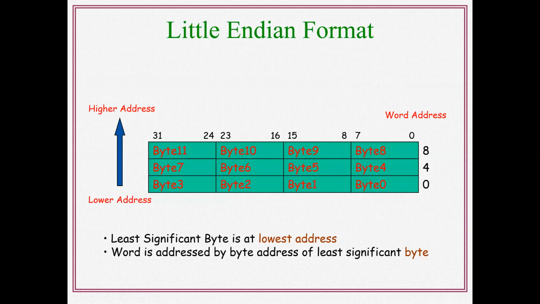Next is little endian format. In little endian format, the least significant byte is at the lowest address. A word is addressed by the byte address of the least significant byte only. So here, byte 0 is stored into location 0, the first byte is stored into the first location, the second byte into the second, the third byte into the third location, the fourth byte into the fourth, the fifth byte into the fifth location, the sixth byte into the sixth, and the seventh into the seventh location, because the least significant byte is at the lowest address.